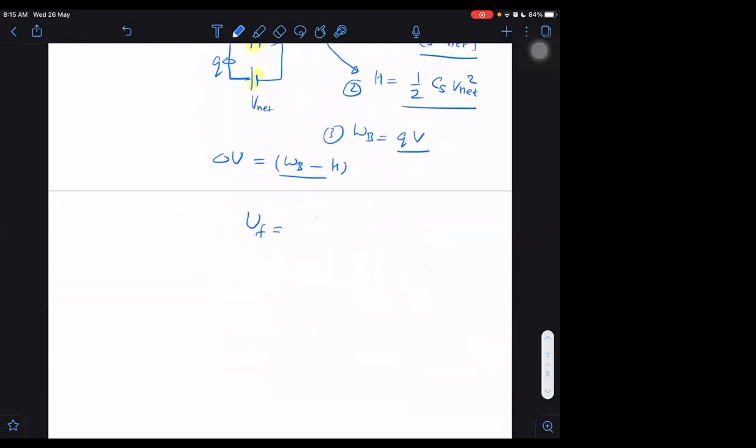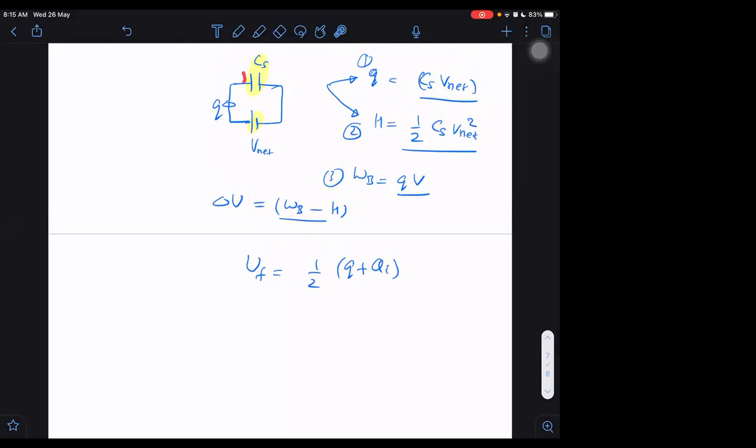Final energy will be equal to half of Q plus the initial charge on the plate facing that side. I am taking the initial charge where it is facing the positive terminal. If your initial charge was Qi, I am taking it here. If it is negative, then it will be taken with a negative sign also. Half of (Q plus Q initial) squared divided by C initial. That will be U final for the ith capacitor.